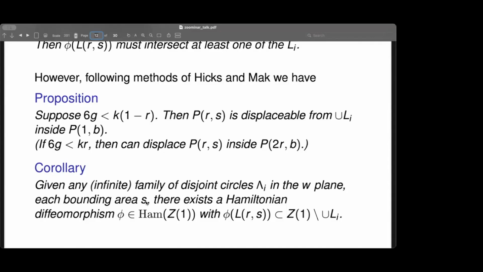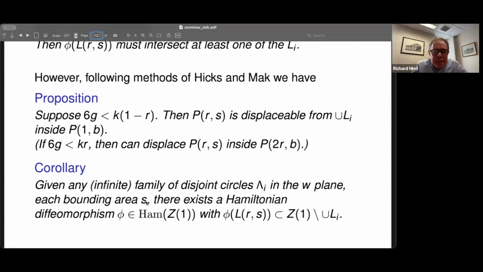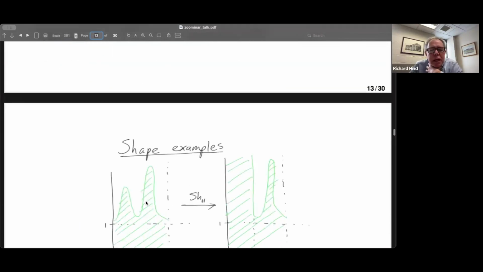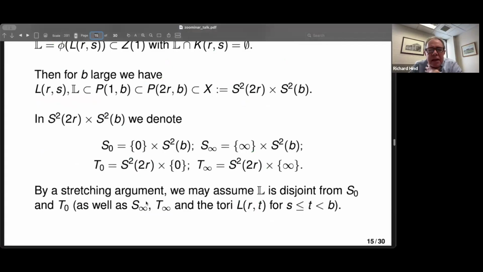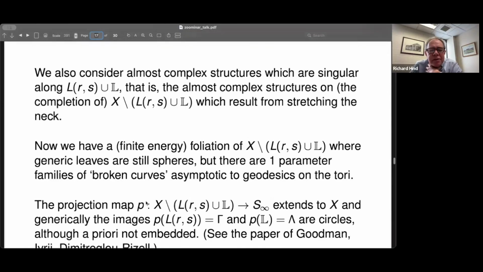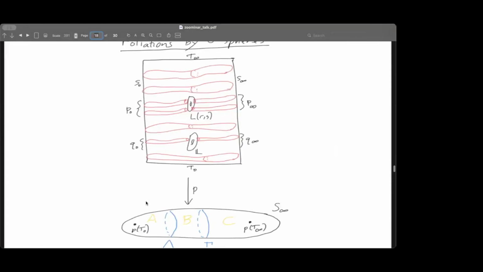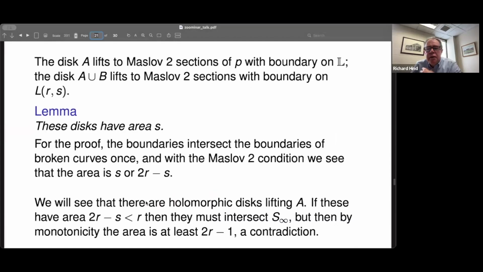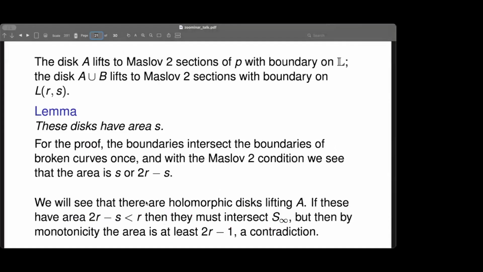I wanted to know how you deduce that the Lagrangian is exact by this area estimate. In the first case, I'm using this lemma. I have these Maslov two sections which have area S.